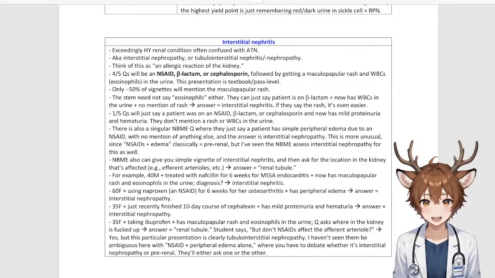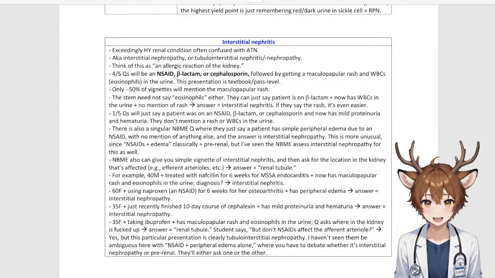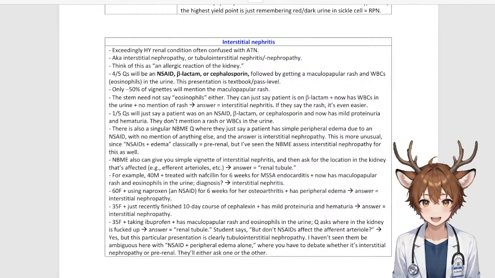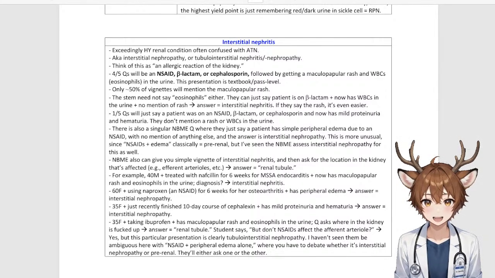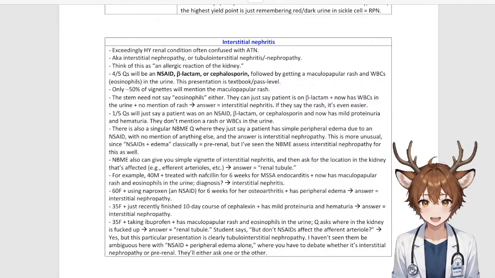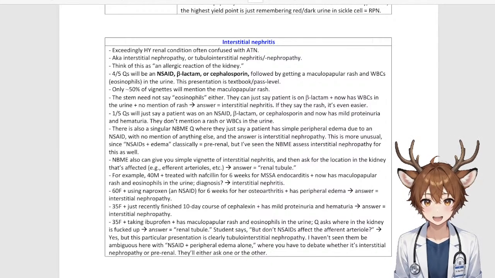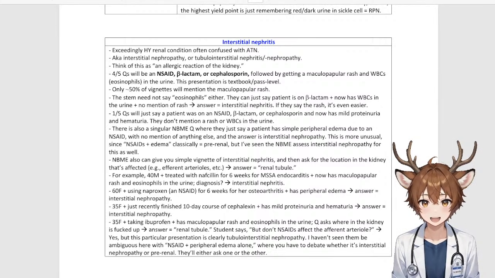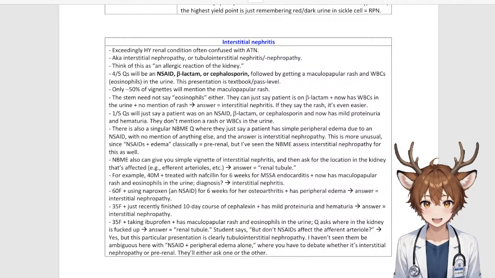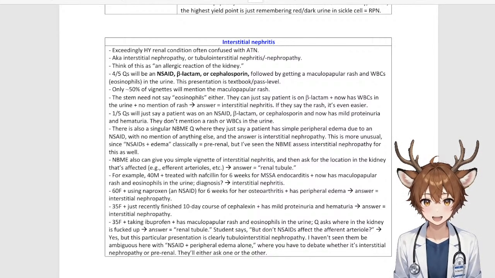NBME can also give you a simple vignette of interstitial nephritis and then ask for the location in the kidney that's affected, that is to say the efferent arterioles, etc. The answer should be renal tubule for interstitial nephritis, renal tubule. For example, a 40-year-old male treated with nafcillin for 6 weeks for MSSA endocarditis, now has a macular rash and eosinophils in the urine, diagnosis interstitial nephritis.